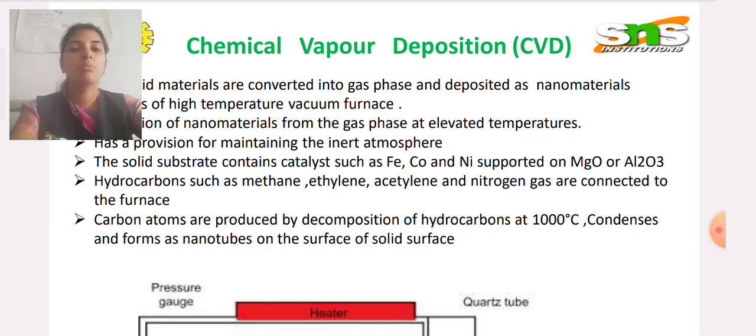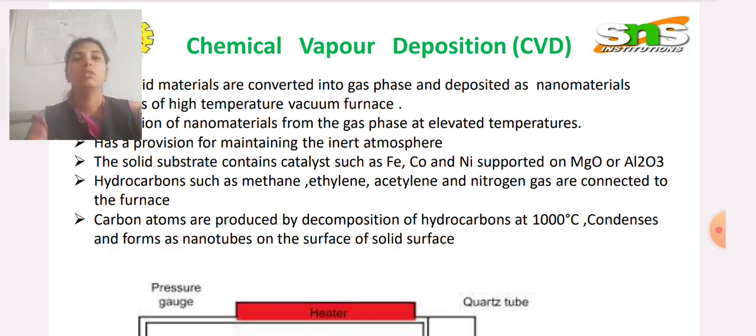The experimental arrangement for the production of carbon nanotubes by this method is shown in this figure. It involves the conversion of nanomaterials from the gas phase at elevated temperature. It has a provision for maintaining an inert atmosphere. The solid substrate contains catalysts such as iron, cobalt, nickel supported on MgO or Al2O3. Hydrocarbons such as methane, ethane, acetylene and nitrogen gas are connected to the furnace. Carbon atoms are produced by decomposition of hydrocarbons at 1000 degrees Celsius, condense and form nanotubes on the surface of solid surfaces.